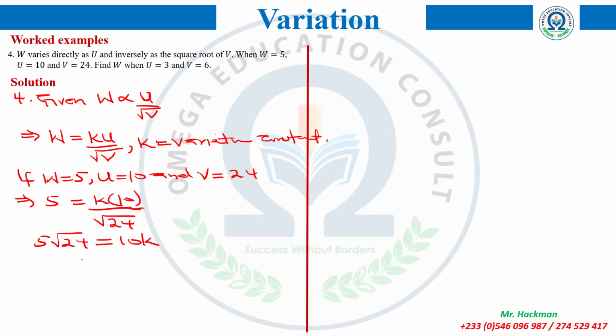This will give us 5 square root of 24 will give us 10 root 6. So 10 root 6 will be equal to 10 of K. So comparing, no, we can't compare it. Oh, but you can compare. You are going to be very smart, and immediately you said comparing, I was so happy. You can compare.